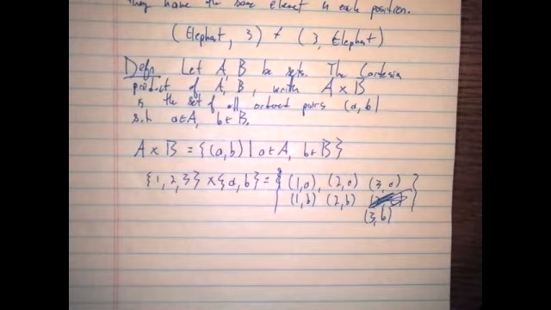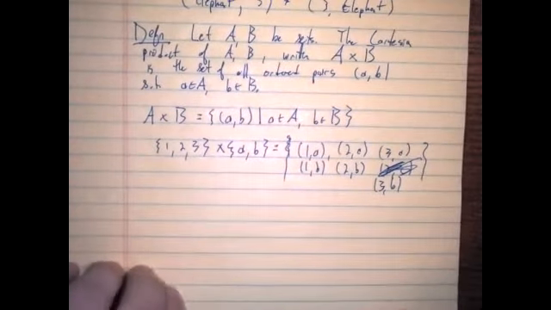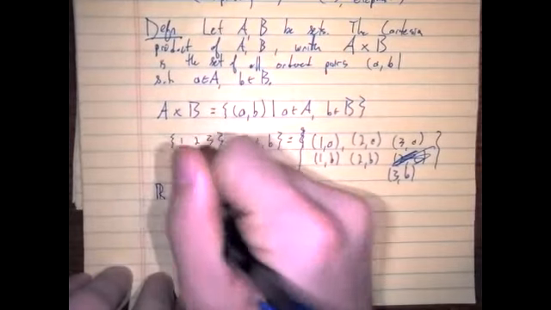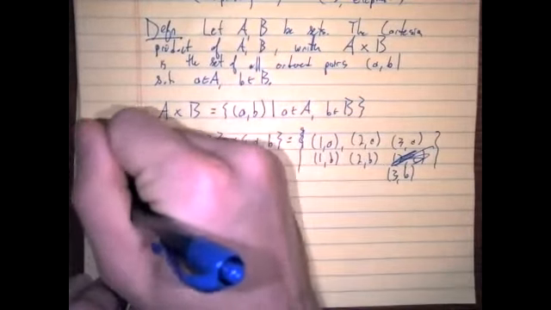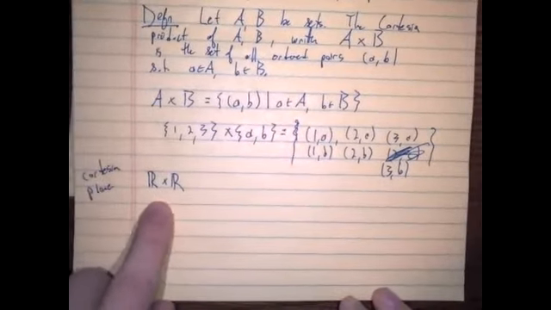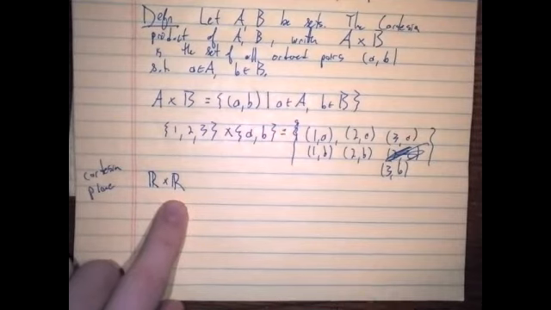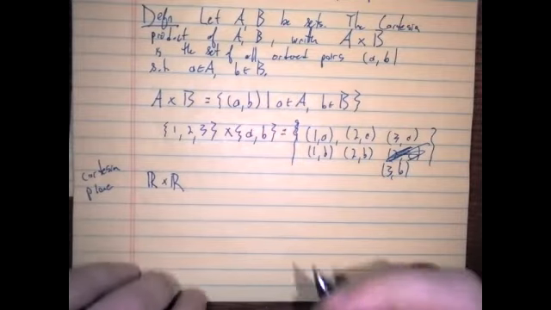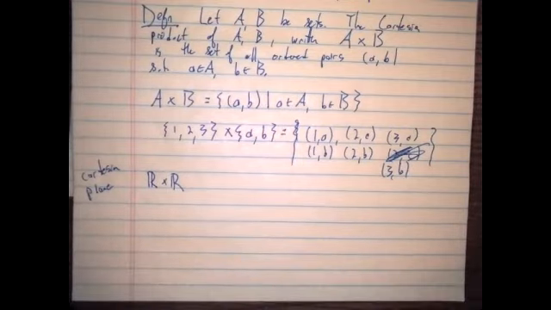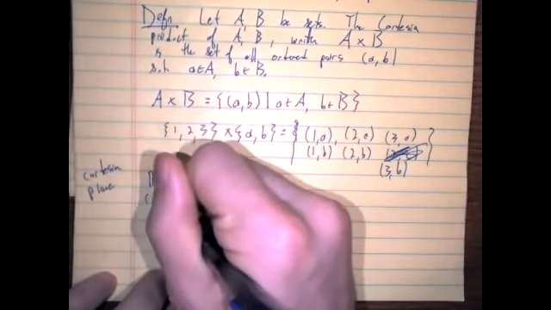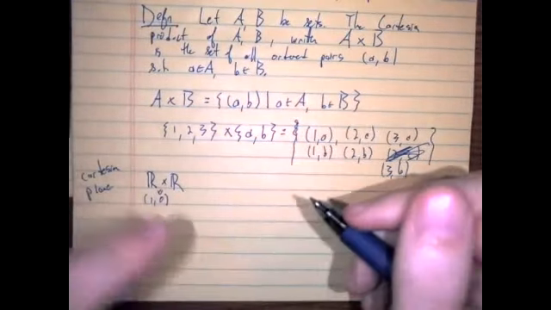For a more immediately familiar example, let's talk about the Cartesian plane. R cross R, the Cartesian plane. What's an element in R cross R? Yeah, it's the set of all ordered pairs of real numbers. So I can, for instance, take (1, 0) inside this Cartesian product. This is a perfectly fine element.